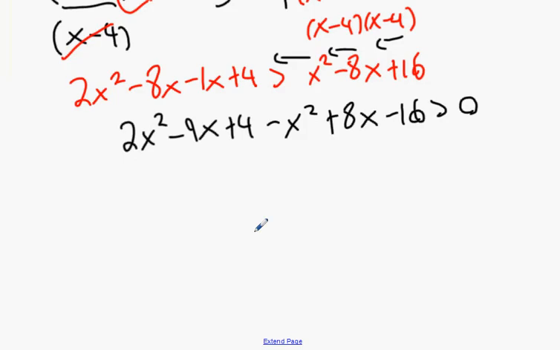Now what do we do next? 2x squared minus x squared? x squared. Minus 9x plus 8x, minus 1x. 4 minus 16? Minus 12. Now, the good thing here is what type of graph is that?